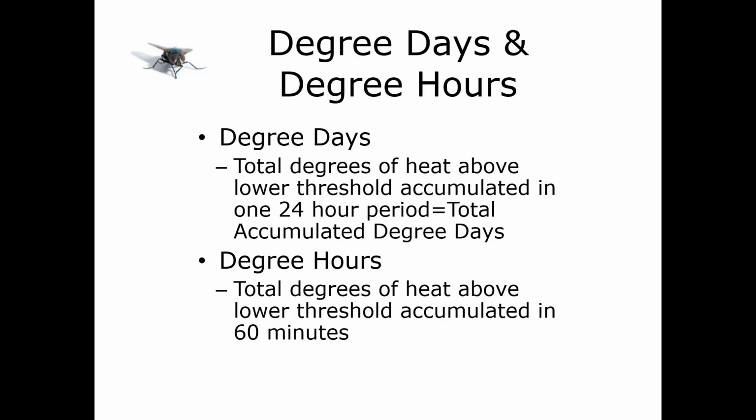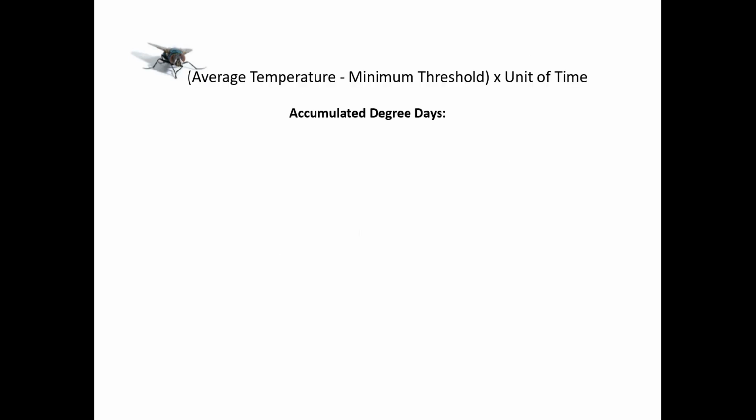What's neat about this degree day, degree hour thing, or this unit of heat time, is it can be any unit of time. You could do degree seconds. You can do degree years, whatever it is. But it's the number of degrees above a threshold temperature in a given unit of time. So the way that we calculate that is we use this formula. We take the average temperature over whatever our unit of time is, minus a threshold. That threshold is individual for the insect, so that has to be figured out by lab work, remember? And we times it by whatever unit of time.